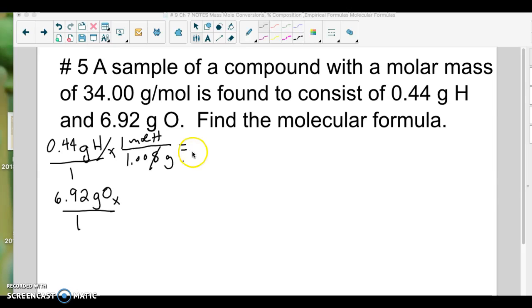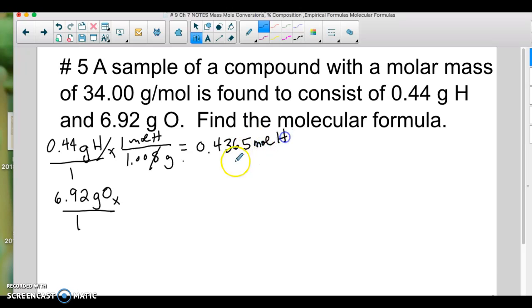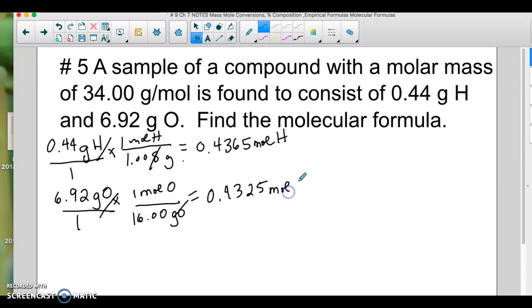When I'm converting the grams of hydrogen into moles of hydrogen, when I write my answer here, I'm not really worried about sig figs. I am really interested in going out quite a few decimal places because eventually we're going to try to divide and get whole numbers, and it's easier if you go out more decimal places. So my grams of oxygen, I'm going to convert using the molar mass of oxygen. And then I have my moles of oxygen. You can see that these are about equal.